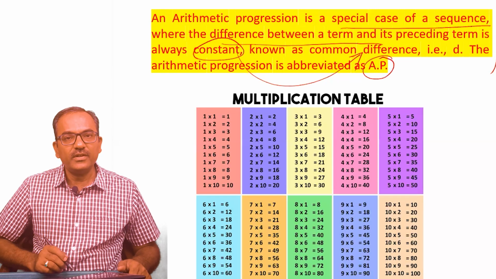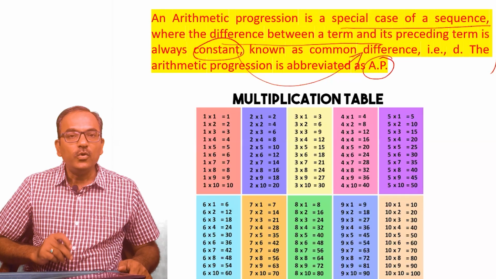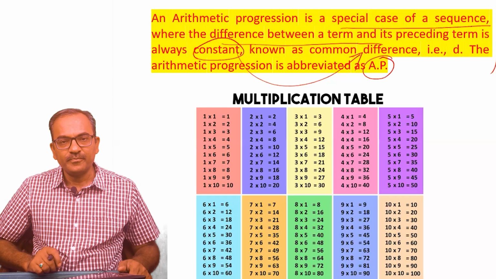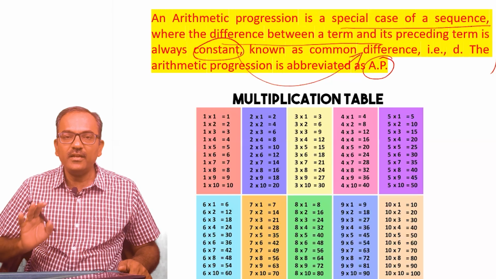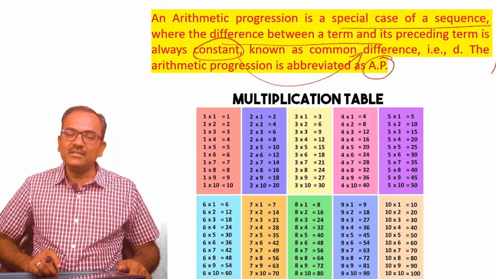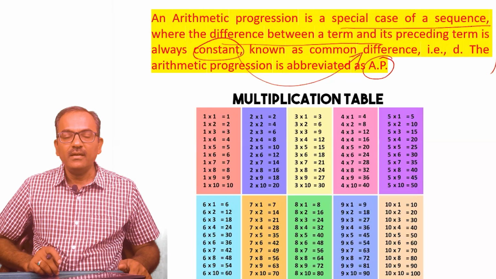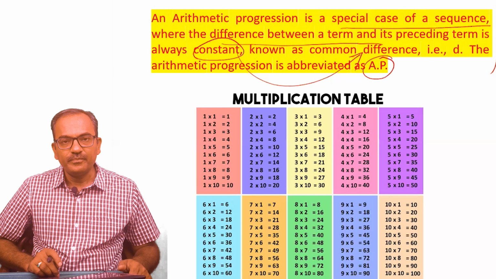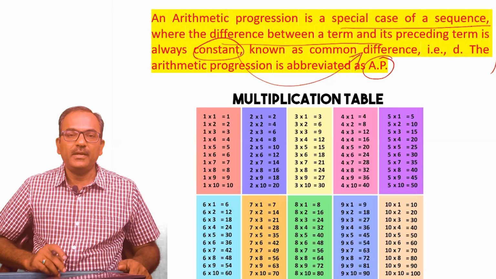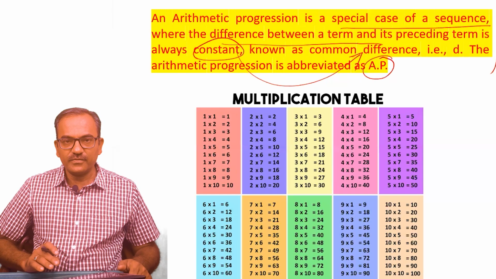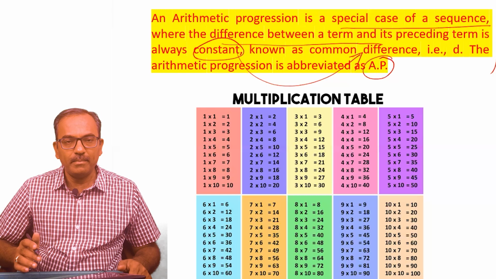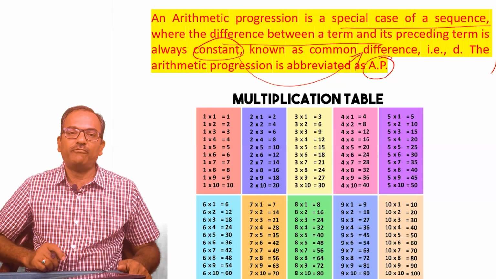For our convenience we call it AP, but you never find AP in any of the question papers. They will definitely give you arithmetic progressions. So in order to make it simple, we call it AP. The entire chapter is based on this AP. What are all the characteristics of this AP? What we are going to study more and more about AP is the subject of this chapter.